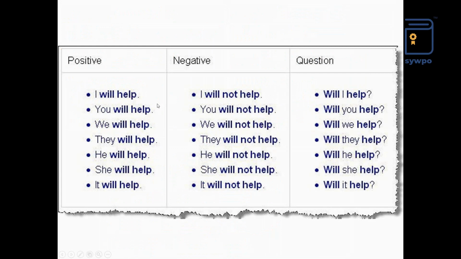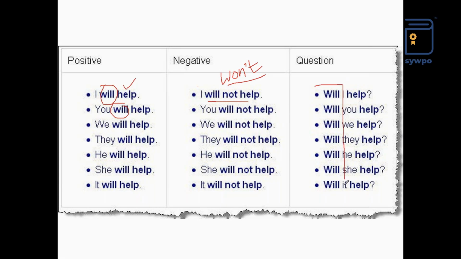I have also written this. You can see it's the same actually. I will help, you will help, we will help, they will help, he will help, and so on, because we generally use the word will most of the time in future tense. Okay, after will you write the first form of the verb. You can write the negative like this, or you can write the negative in short, okay, with apostrophe t. You can say I will not help, or I won't help. You won't help, we will not help, or we won't help.